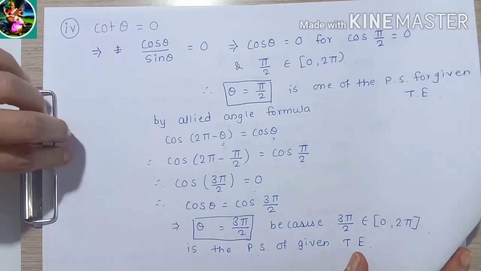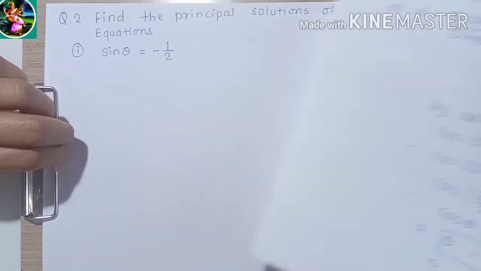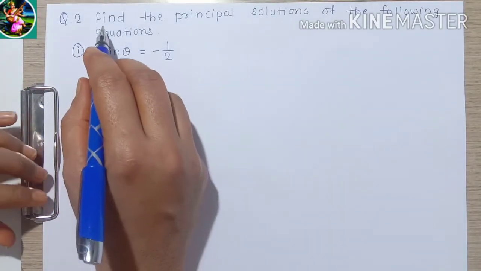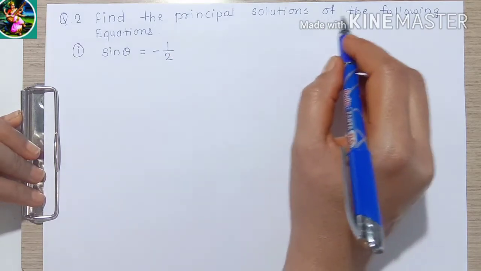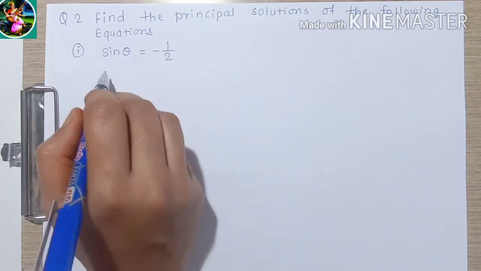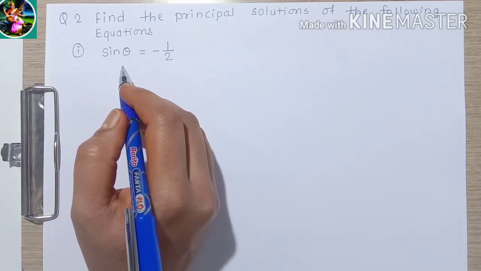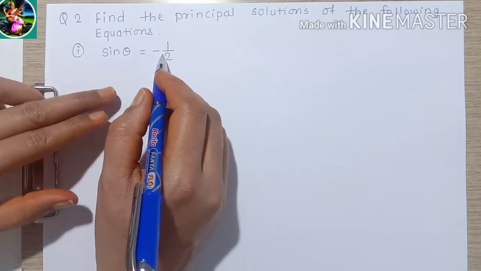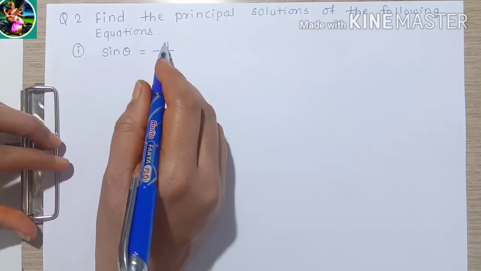Okay. Now we solve the next question, that question number 2. Find the principal solution of the following equations. The first example is sin theta is equal to minus 1 upon 2. Here given that right hand side is minus 1 upon 2.